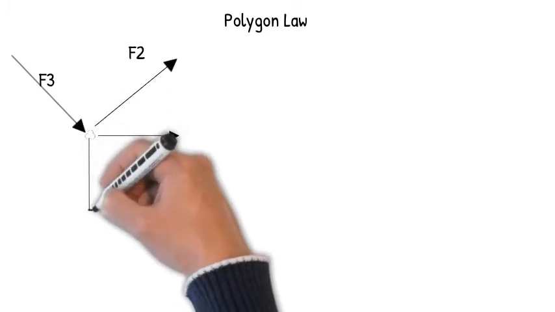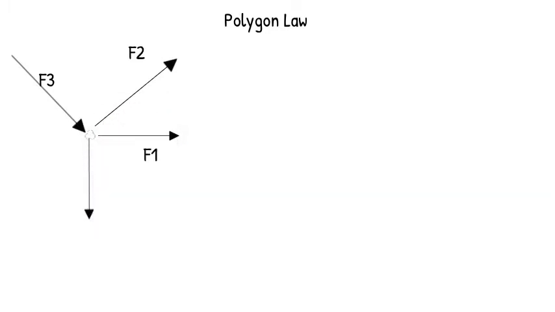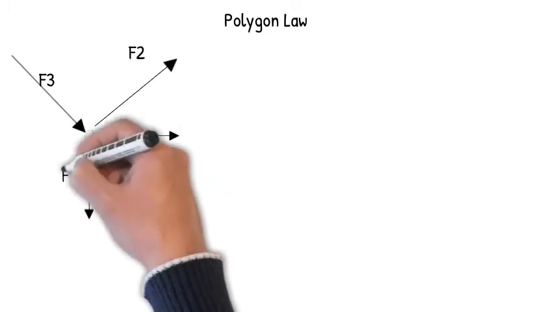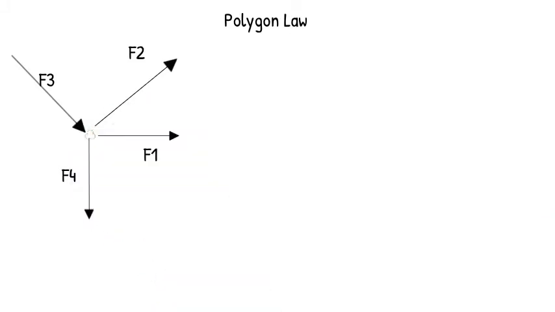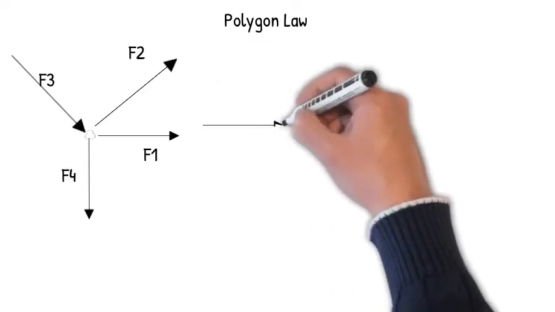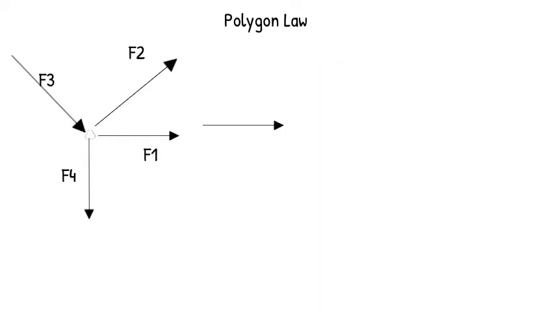And the last force is in the direction of south. The magnitude of that force is F4. Now this is one example of a force system. You can choose any force system. Now the question here is where the object will move.